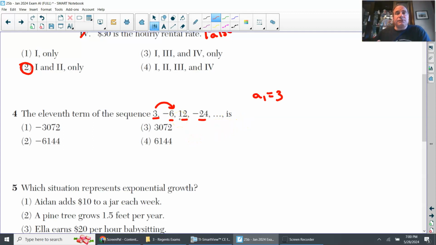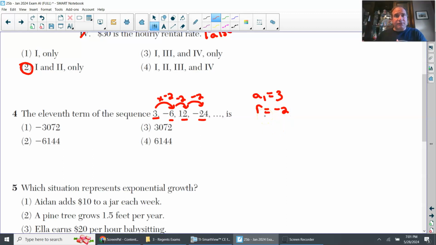The common difference would mean that you're adding and subtracting. We are not adding and subtracting to get to the next term. This is more like 3 times negative 2. So this might be negative 2. Let's see if that works out. Then negative 6 times negative 2, that's 12. Then 12 times negative 2 is negative 24. So the r, the common ratio, is negative 2.